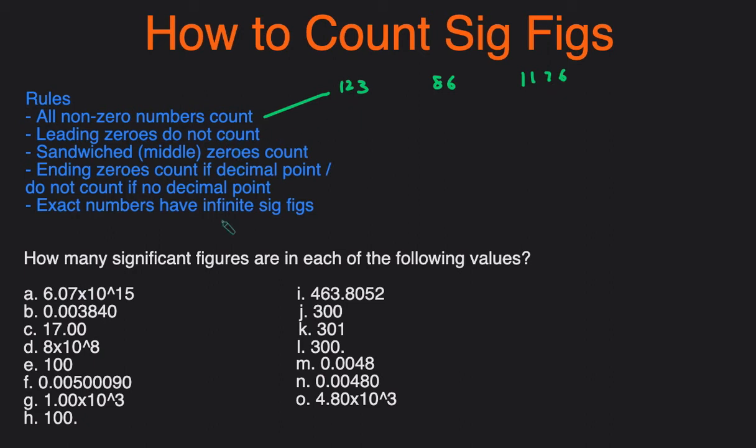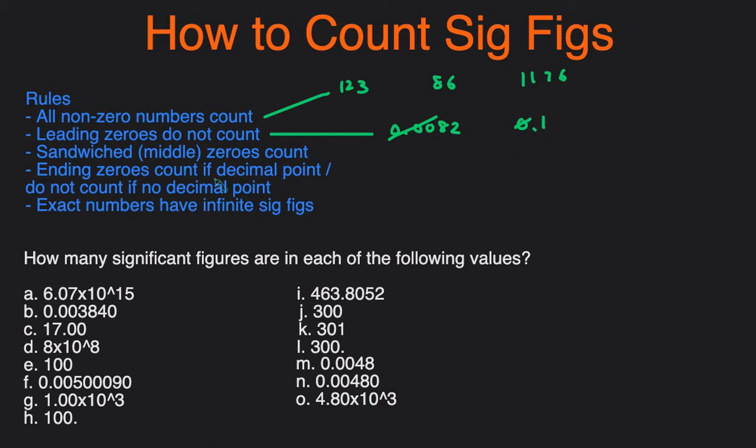Now, we're going to get to the rules for zeros. Leading zeros do not count. So if you have any zeros in the front, they don't count. For example, we have 0082. These zeros in the front don't count, so this will just be 2 sig figs. Likewise, if it was 0.1, that'll just be 1 sig fig because zeros in the front do not count.